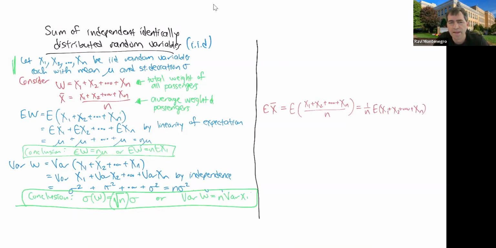And now that right-hand side was E of W. So this is 1 over n EW. And we know that that's n mu. So putting this all together, this tells us that the expected value of your average is just mu. And if I wanted to write that in terms of x1, I could say that equals E of x1.